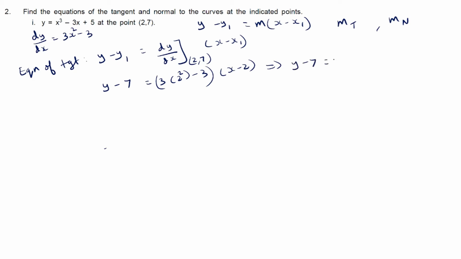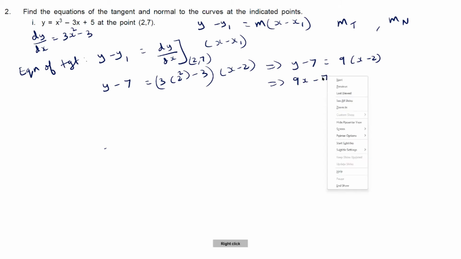From this we have y minus 7 is equal to 9 into x minus 2, or we have 9x minus y minus 11 equal to 0. So this is the equation of tangent.